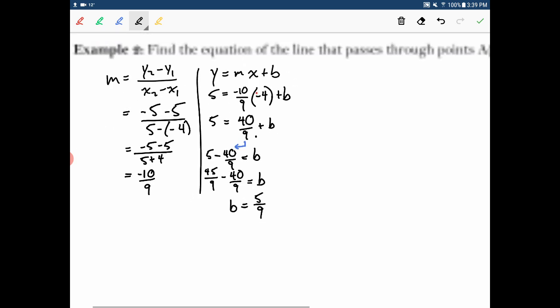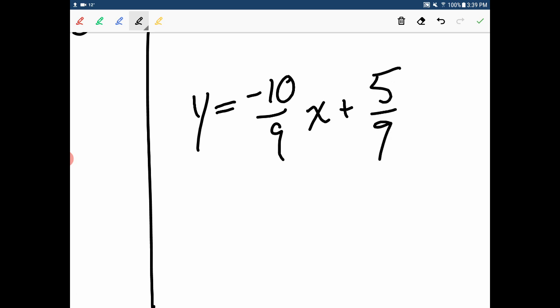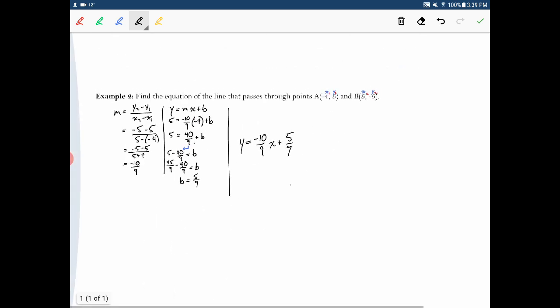So now we just have to sub it into our equation. So we say y is equal to, we have negative 10 over 9 x. I guess I can make that look like a real x. And then we add b, which was 5 over 9. And that's it. That's all there is to it.